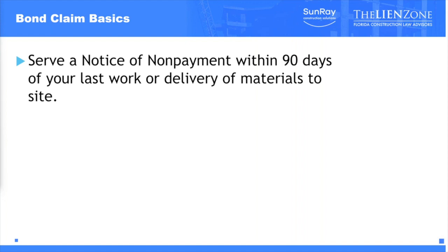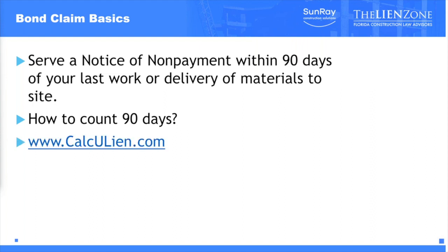What's step two? Similar to the claim of lien, there's a document called a notice of non-payment. It's a sworn document. It has very similar information to the claim of lien, but it's not the exact same document. This needs to be served no later than 90 days from your last work or delivery of materials to the job site. Counting the 90 days just like I told you before, the last day of work is day 0. Day 1 is the next day. You count every day, including weekends and legal holidays, all through the 90th day. When you get to the 90th day, if that happens to be a weekend or legal holiday, then it rolls to the next business day.